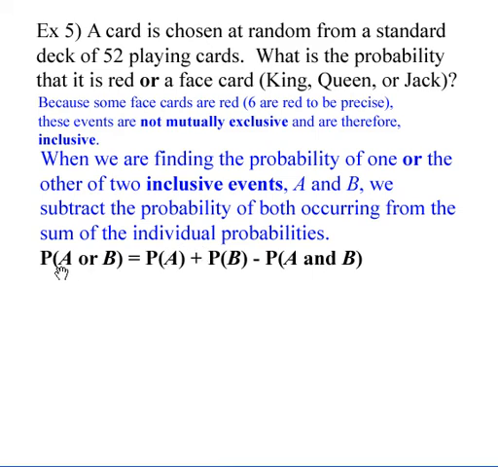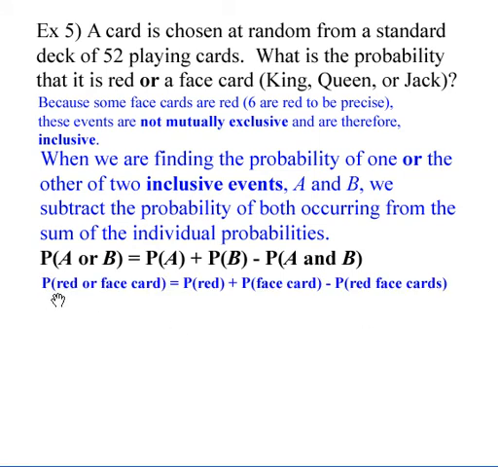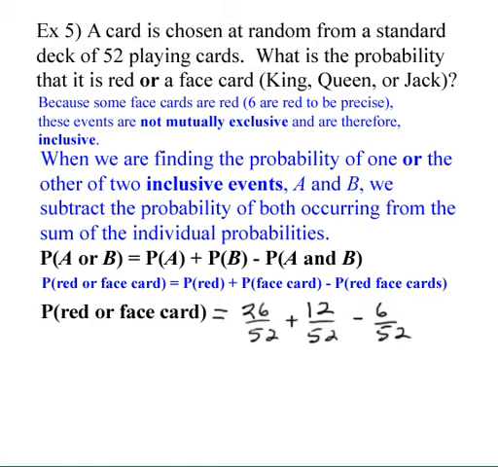So the probability of event A or event B is the probability of A occurring plus the probability of B occurring minus the probability of anything that could happen at the same time, which in this case is that it is red and a face card. So let's write this out. We want the probability of a red or face card. That's equal to the probability of a red plus the probability of the face card minus the probability of drawing a red face card.